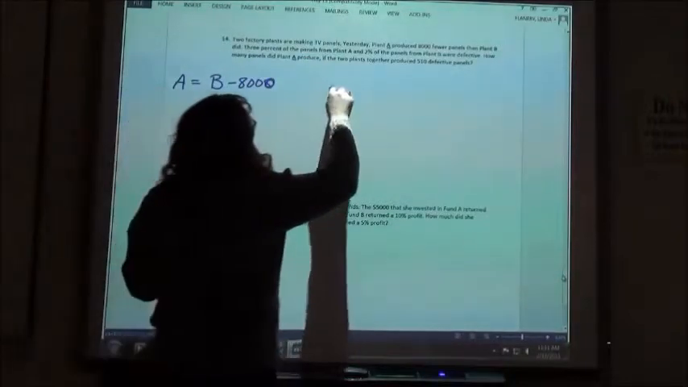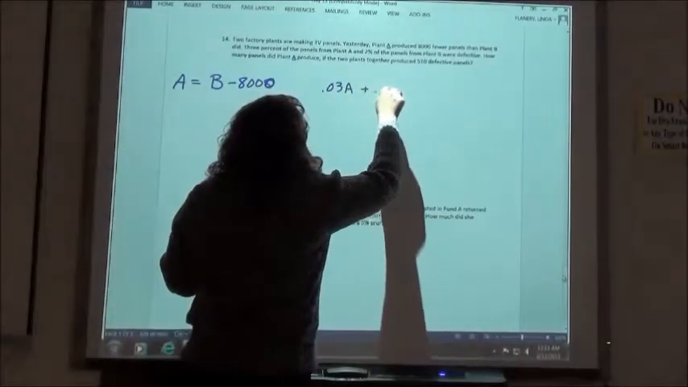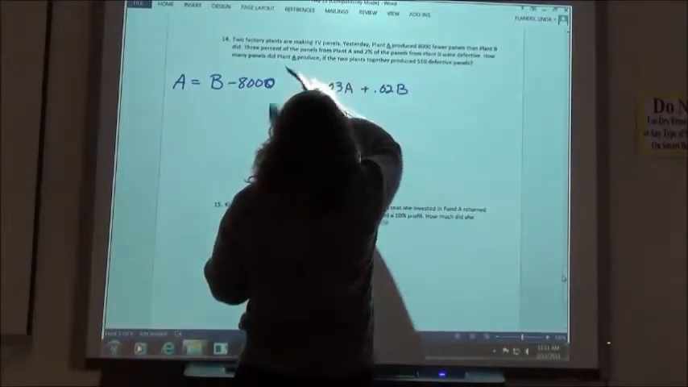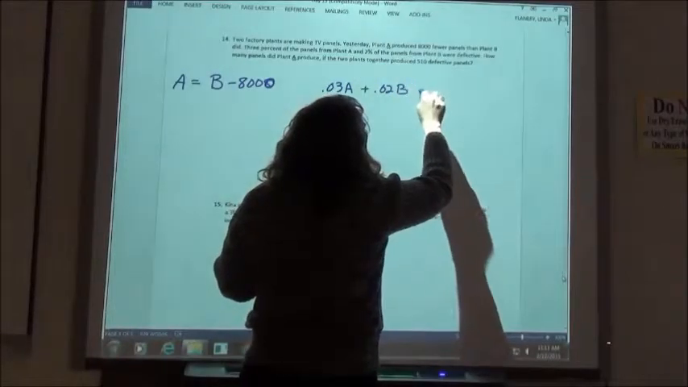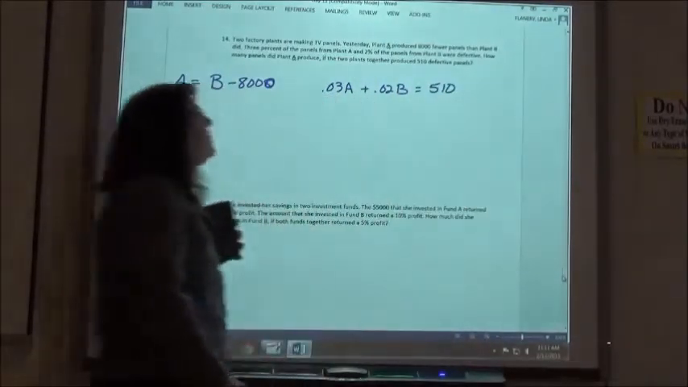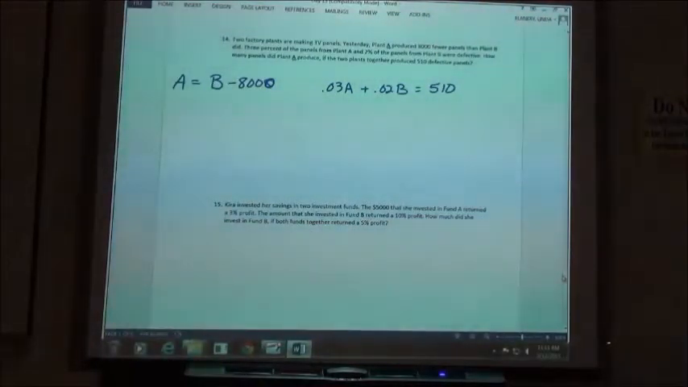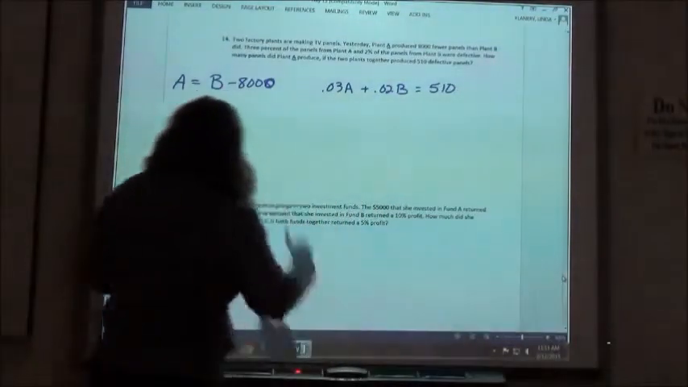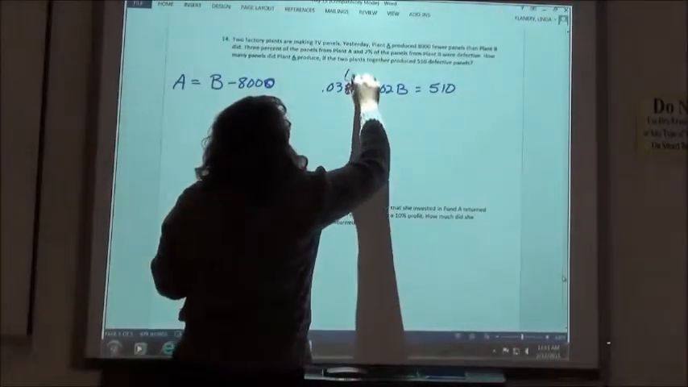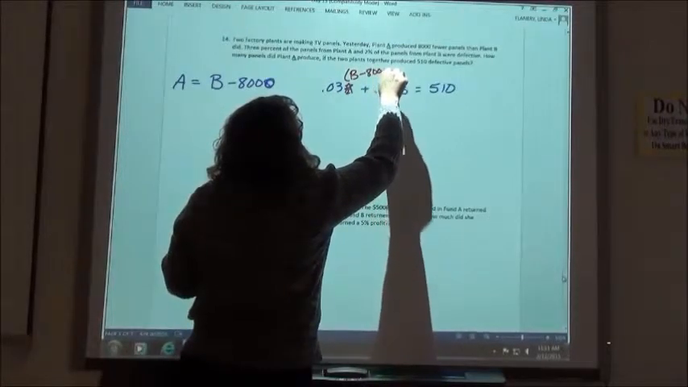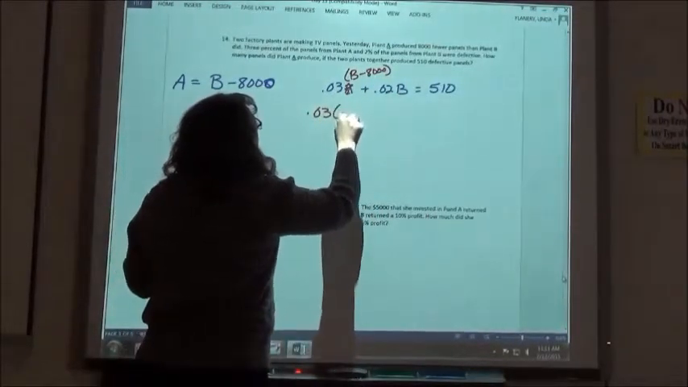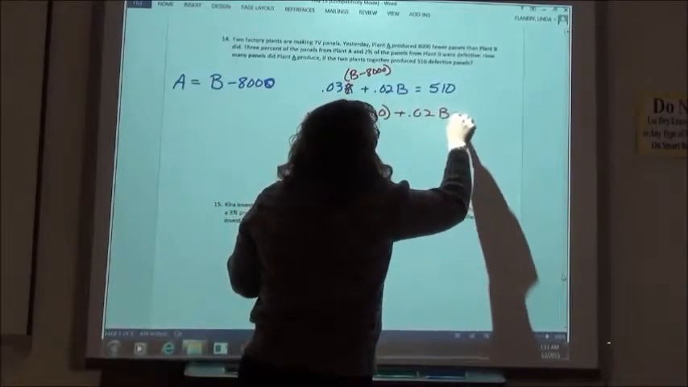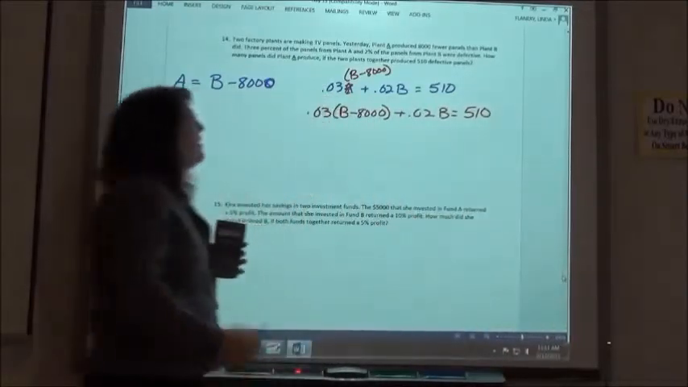3% of A, so 0.03A, and 2% of B were defective. How many panels did plant A produce if the 2 plants together produced 510 defective panels? So again, on this one, we're going to solve by substitution. We're going to replace the A with B minus 8,000. So 0.03 times B minus 8,000 plus 0.02B equals my 510.